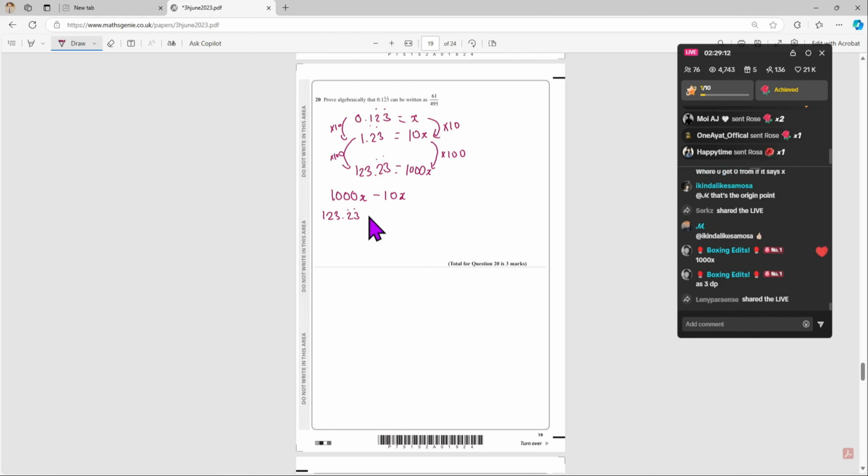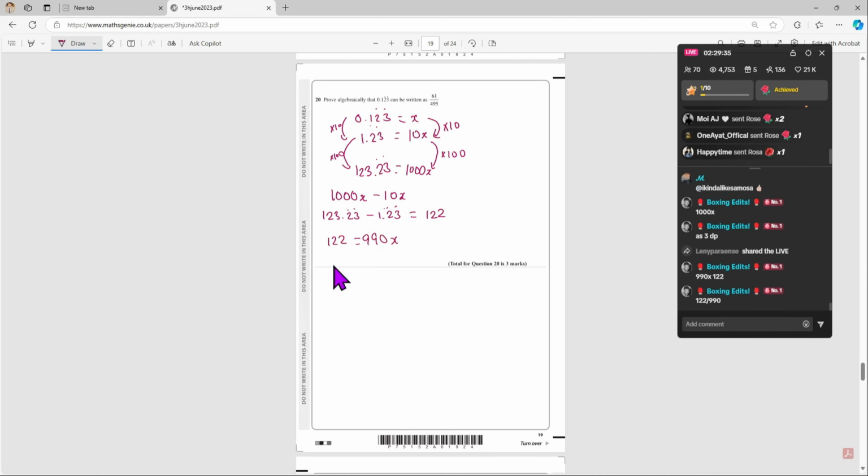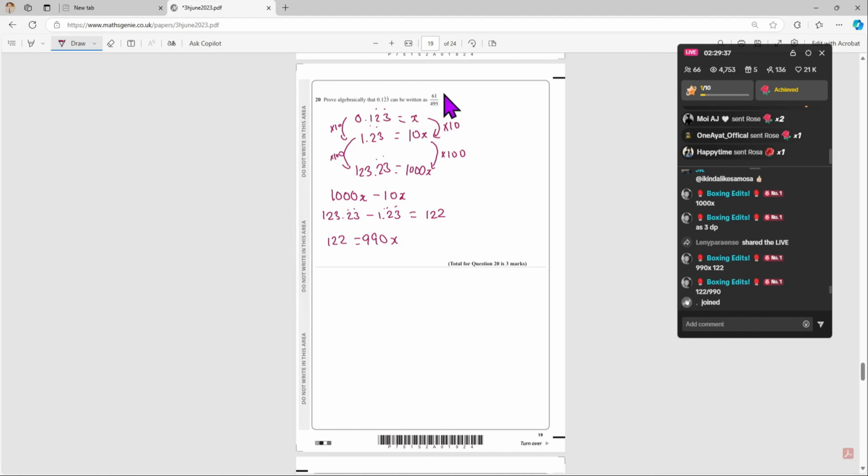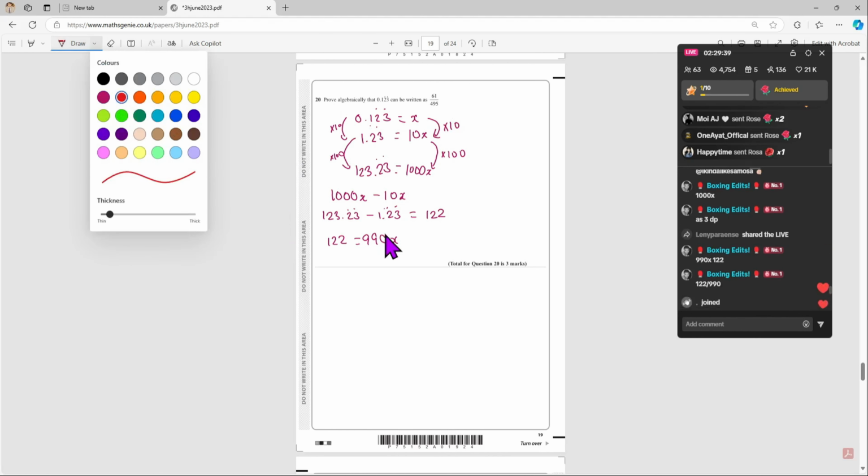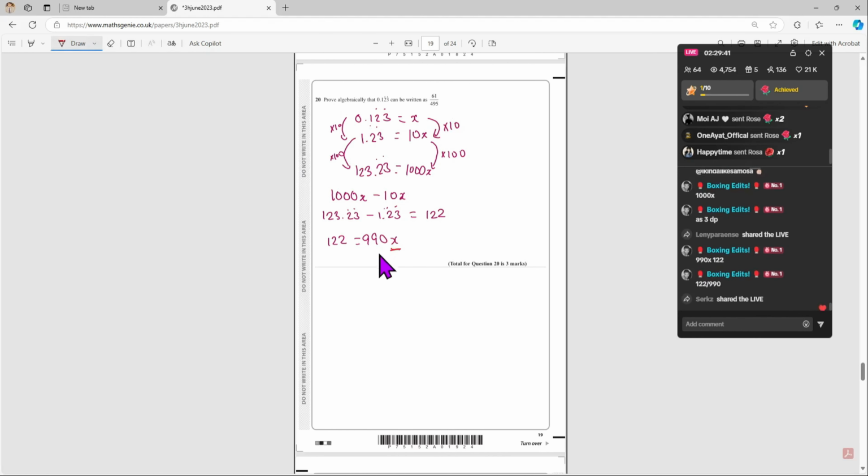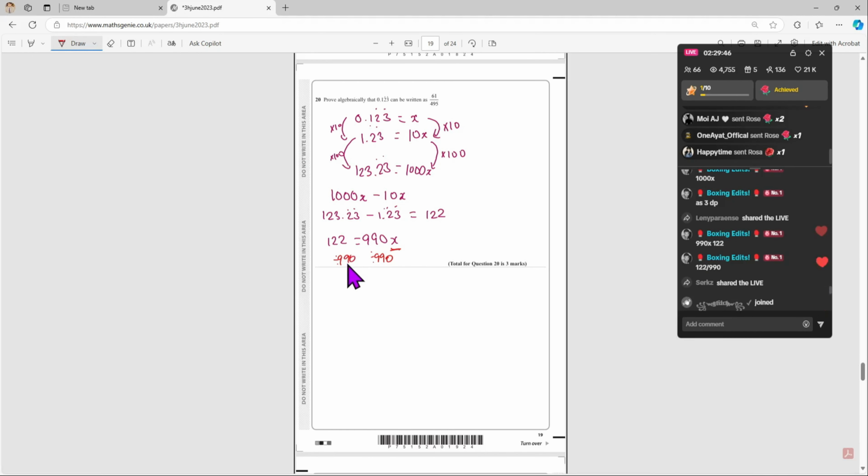So then we would write this as a fraction. So we have 122 is equal to 990x. Now to write as a fraction, you're going to make x the subject. So we're going to divide by 990 on both sides. So you're going to have x is equal to 122 over 990.